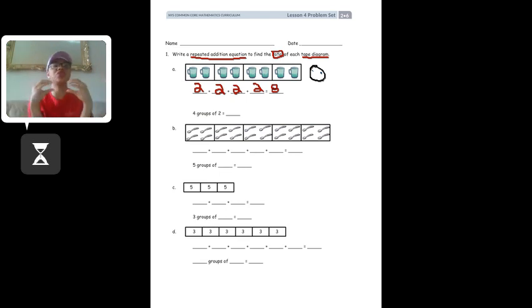If we put all of those equal squares together to make our tape diagram, we have a total of 8 cups. Now let's go down to our sentence statement. Our sentence statement says 4 groups of 2. Are there 4 groups? Look at our tape diagram. Do you see that there's 4 equal squares?